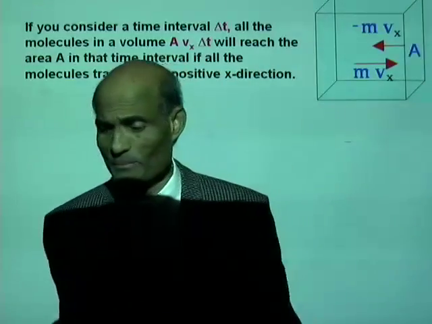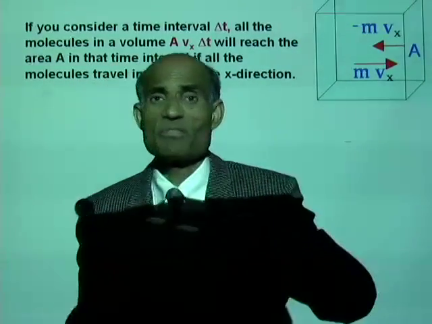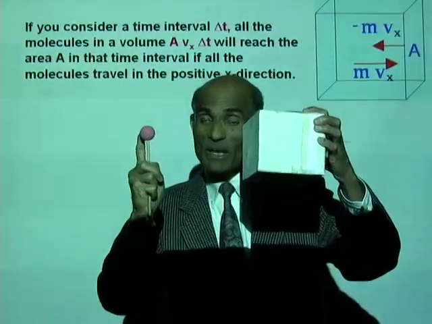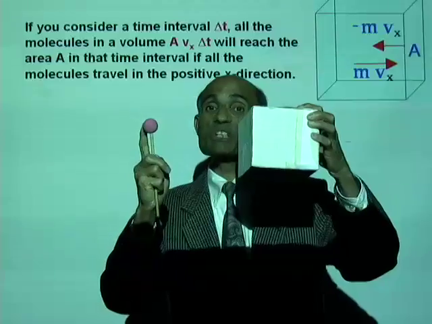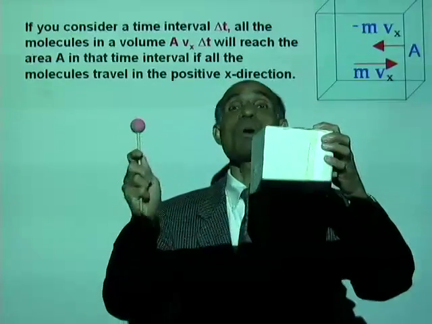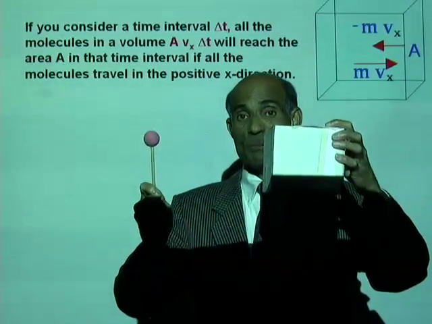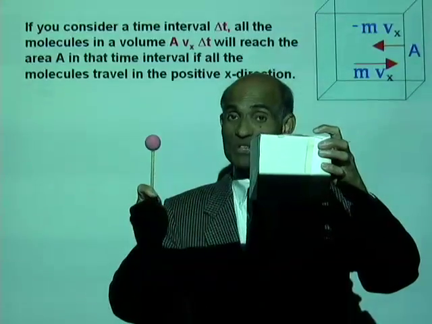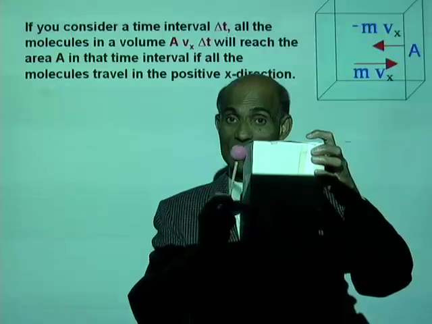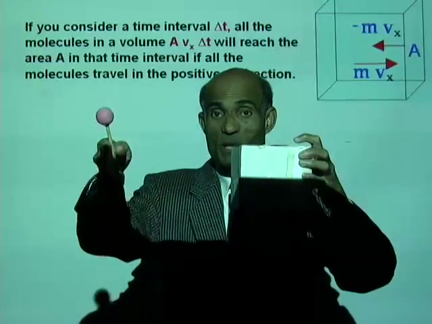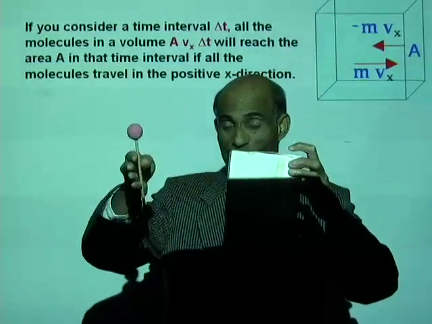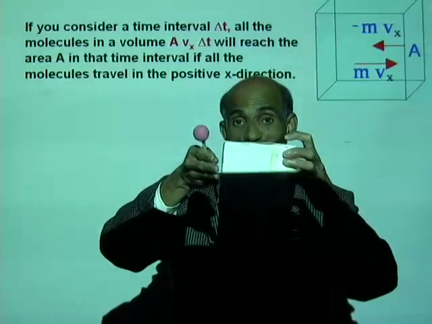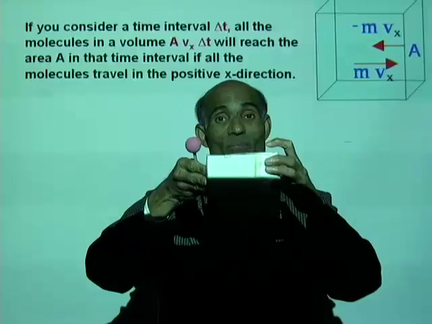Do you understand that? You see, if this molecule has a velocity v, what does it mean? It means it will travel a distance v in 1 second. So from here, in 1 second, it will reach there. That means it travels a distance v. So if there are many molecules in this area, during that time, all those molecules would have reached the wall.